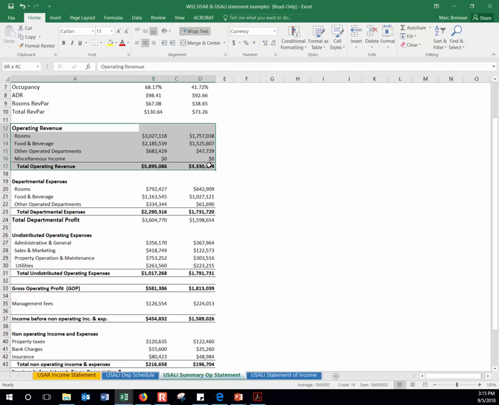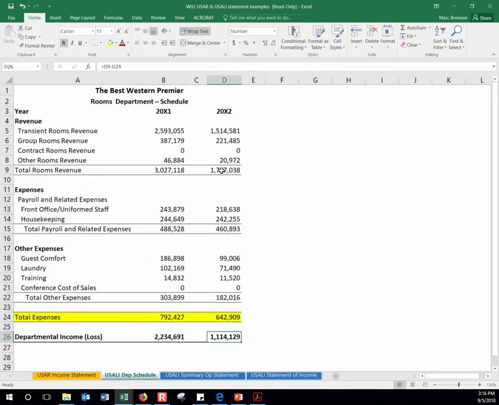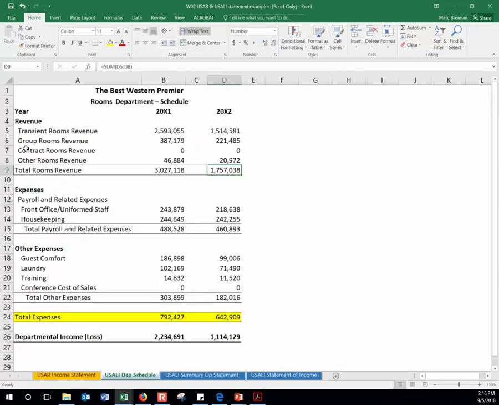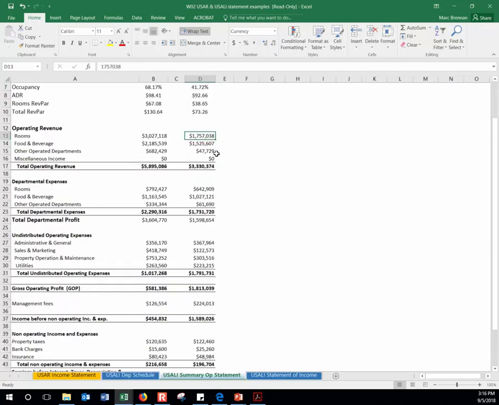Then as listed in the PowerPoint presentation, you'll have your operating revenues. So your rooms, food and beverage, other operating departments, miscellaneous income. So where do these numbers come from? Well, if we take a look back at our USALI department schedule and we take a look at 20X2 total rooms revenue. So we've broken it down by segment in our departmental schedule, but then we found out our total rooms revenue. This number is then brought over, so 1.757 million. There you go. So that's why we start with these. We find out per department how they did, and we've got your $1.757 million in rooms revenue.